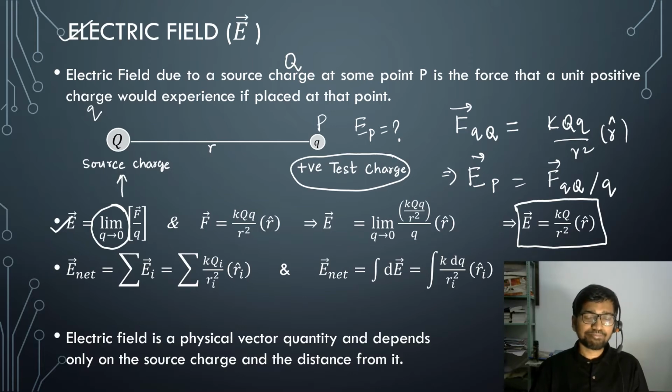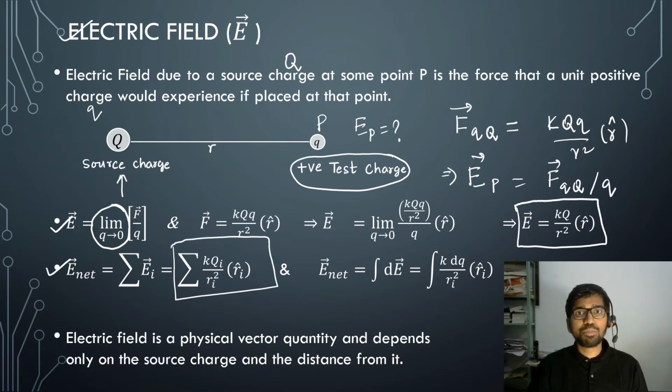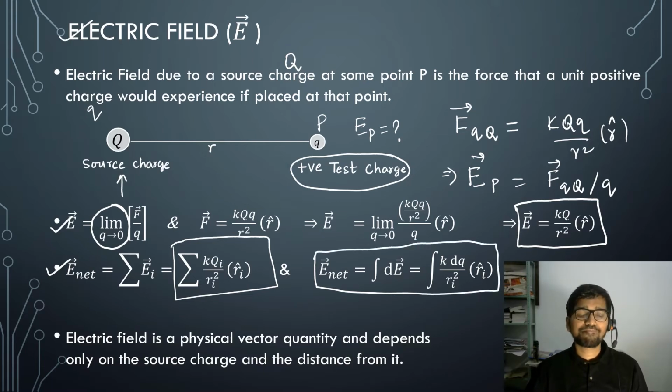Fine. And if you wish to calculate net electric field due to a system containing n discrete charges, then you will use this formula. This formula suggests that net electric field is the vectorial summation of individual electric fields due to individual charges. This expression comes from the principle of superposition. And if the charge distribution is continuous, then we will use this expression in the integral form.